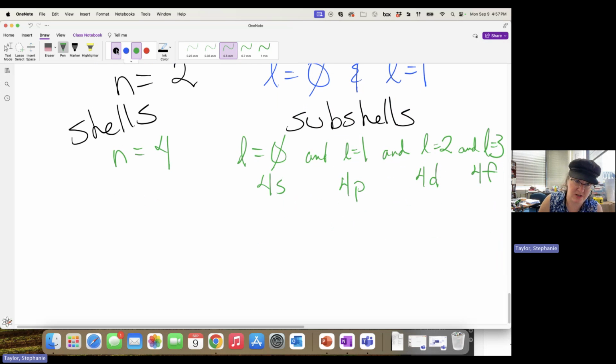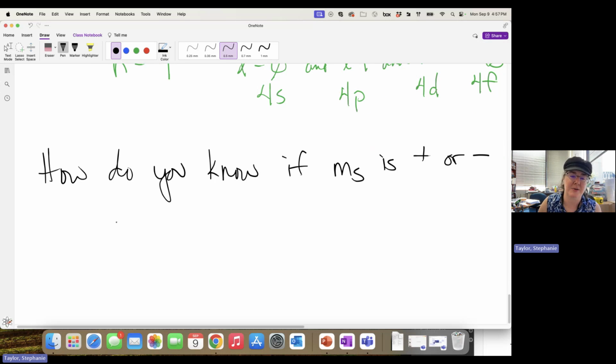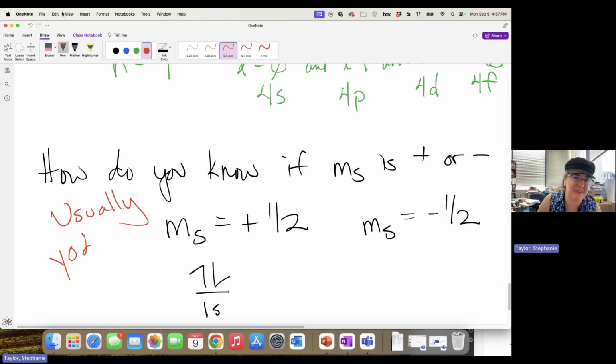The other direct question I got asked is, how do you know if M sub S is positive or negative? So I am skipping over M sub L for now. I expect some questions on it. So M sub S is spin. It's either positive 1/2 or it's negative 1/2. Those are your two options for spin. We have a tendency to represent those as up arrows or down arrows. That's my little 1s orbital. The very short answer for how do you know is usually you don't. Let me spell that. Usually you don't know.